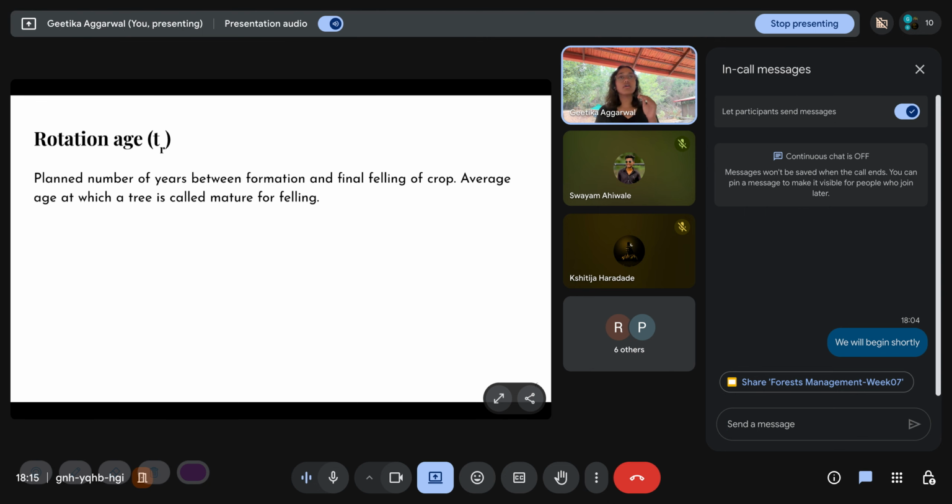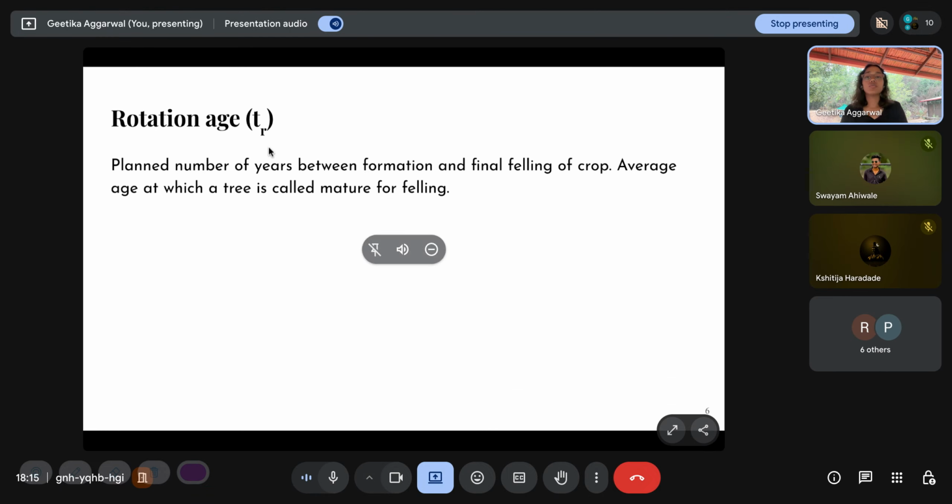Then 50 years or somewhere around 55 will be considered its rotation age, because after that you can harvest that tree and sell the timber, and you will still get the same amount of returns as you would get, for example, if you harvest a 60-year or a 70-year-old tree. So that's basically the average age at which a tree is called mature for felling. So it's okay to fell that tree at that particular age and harvest the timber. So that's about rotation age.